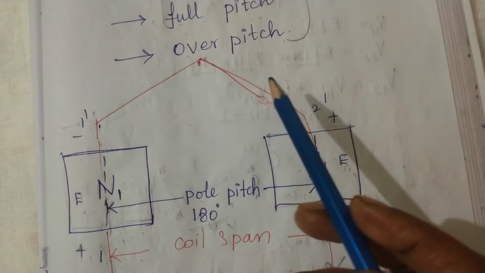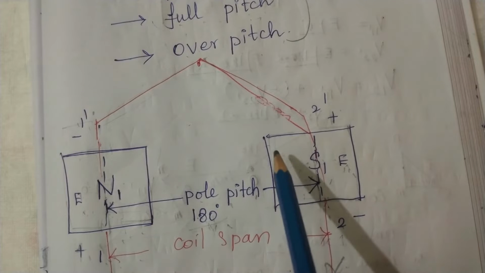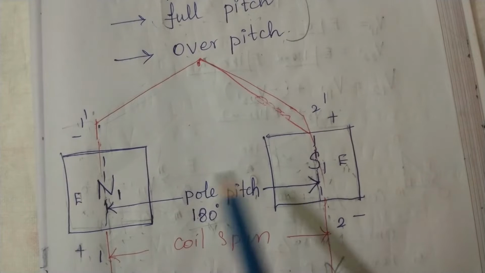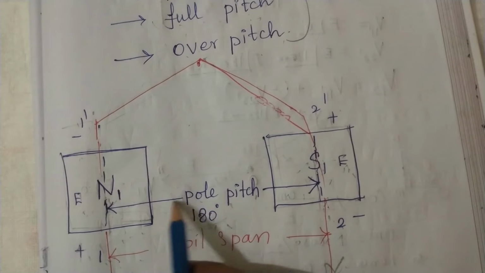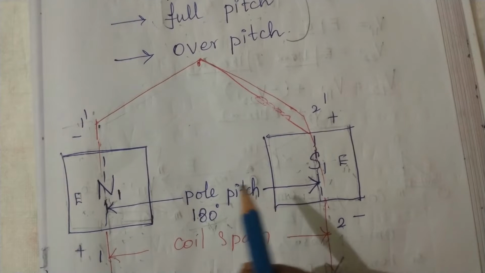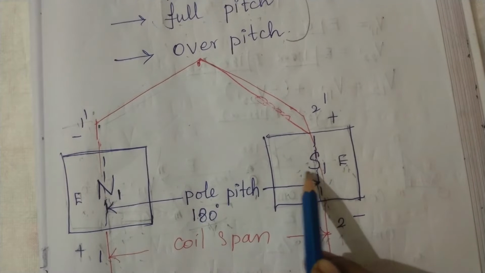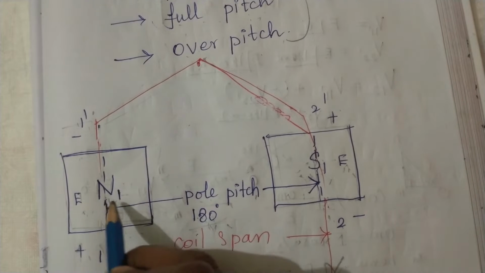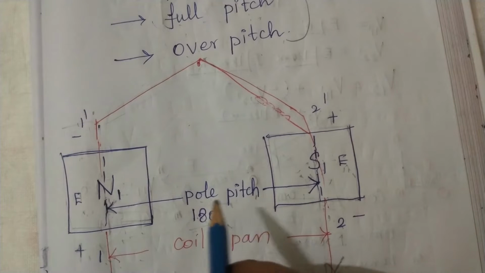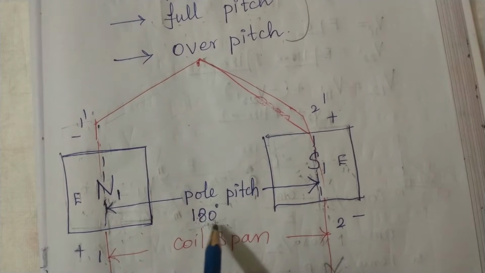We will see. I have taken two poles. The first pole is north, the second pole is south. Okay, and I have marked the pole pitch here. The pole pitch is nothing but the distance between the middle of two adjacent poles. So here these two are adjacent poles, and the distance between these two midpoints is called the pole pitch. In an electrical machine, the pole pitch is always 180 degrees electrical.